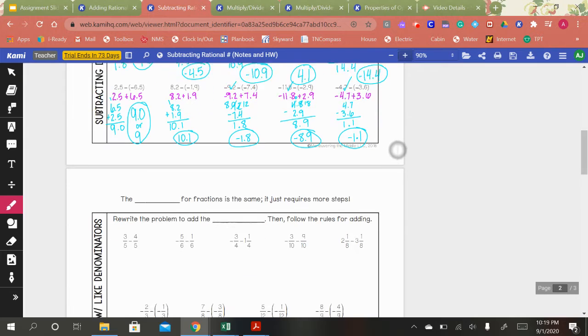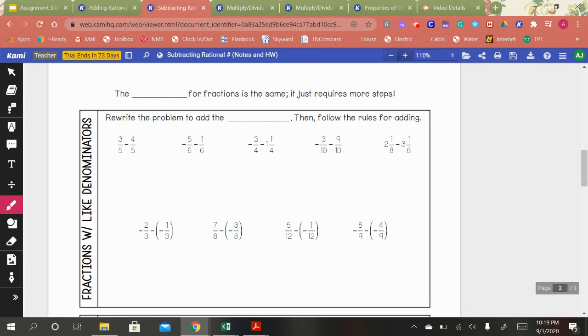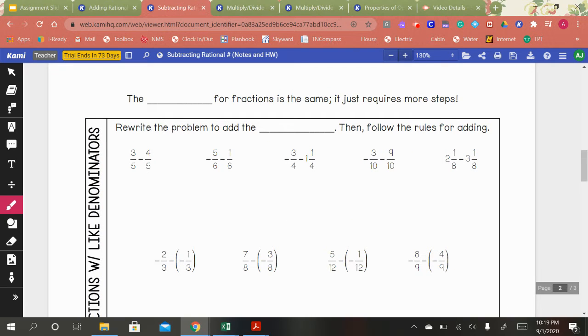All right, so we're moving on to fractions. Your most favorite part of math class is fractions. I know. So much excitement. All right, so the process for fractions is the same. It just requires a few more steps.